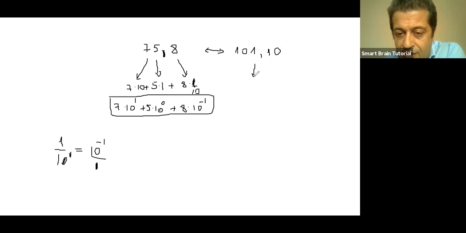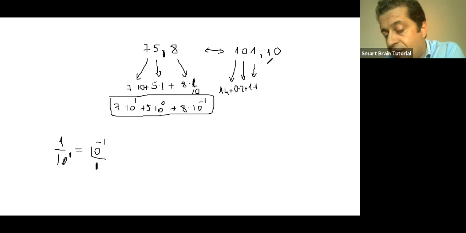This represents the ones, so we have 1 times 1. This represents twos, we have 0 times 2. This represents fours as usual, so we have 1 times 4, and they are to be added with each other like here. But what happens with the part on the right of the decimal place?